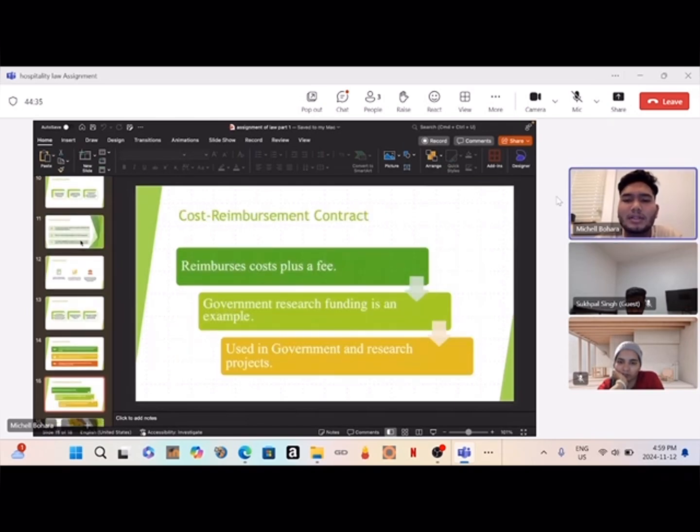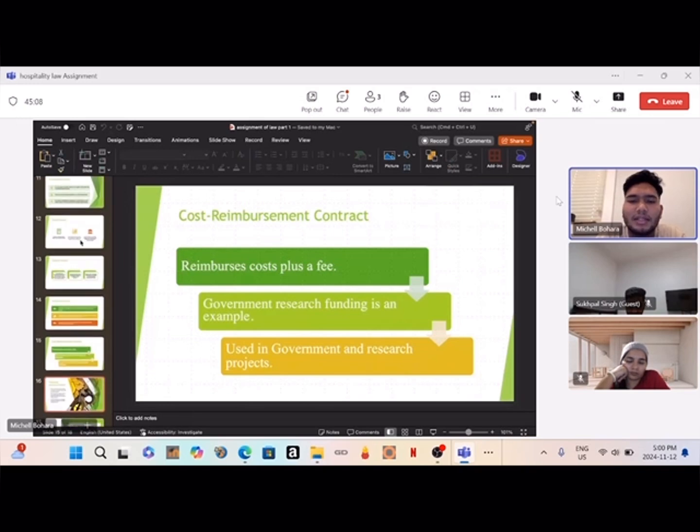Another one is the cost reimbursement contract. A cost reimbursement contract covers actual expenses plus an extra fee. For example, let's take a research project given by our university, which may cover all costs while paying the researcher an additional fee for their work. This type of contract is common in research or government projects with uncertain costs.